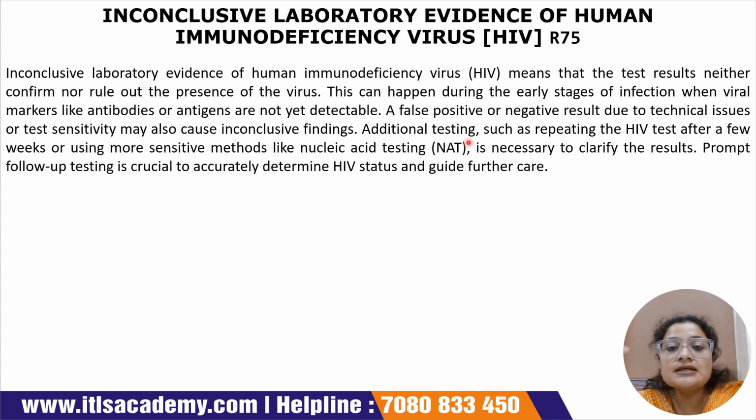So that is the latent phase, and during this latent period, if the patient comes for testing whether he or she is positive for HIV or AIDS, in many cases the test is inconclusive because the viral load is not high enough to be detected in our blood or serum. A false positive or negative result due to technical issues or test sensitivity may also cause inconclusive findings. Additional testing such as repeating the HIV test after a few weeks or using more sensitive methods like nucleic acid testing, also known as NAT, is necessary to clarify the results. Prompt follow-up testing is crucial to accurately determine HIV status and guide further care.